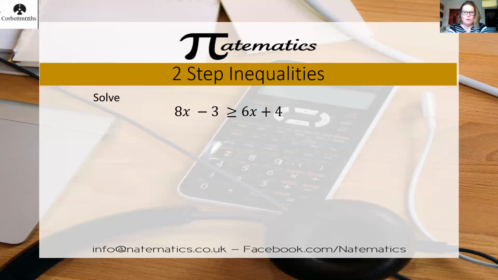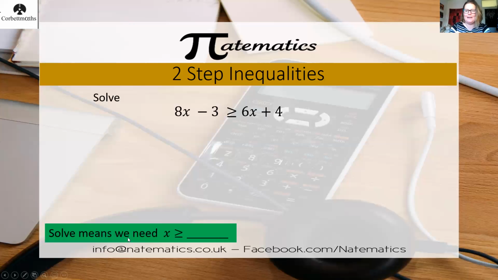Before I go on and show you how to do it, I'll give you some hints. So we've got to find a value of x. Now this x is representing a number. And we know that 8 lots of this number, take away 3, is going to be greater than or equal to this number again, multiplied by 6, added to 4.